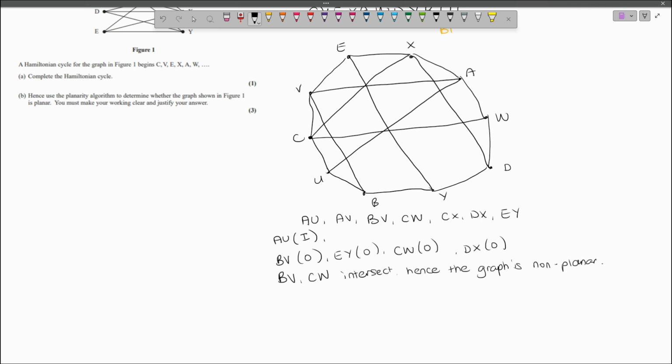So you'd have got a method mark for drawing a graph, an accuracy mark for labelling AU, BV, EY, CW and DX, or any other alternative where you started off with one edge and then labelled all the edges intersecting it. And then finally an accuracy mark for saying that two of the edges labelled as the same intersect, and so suggesting that the graph is non-planar.